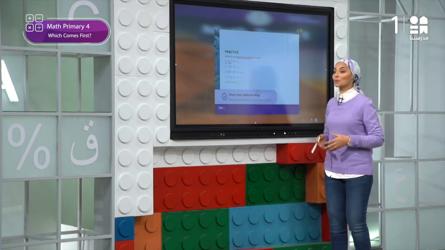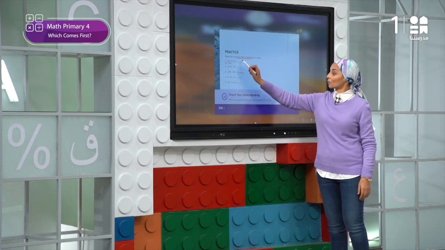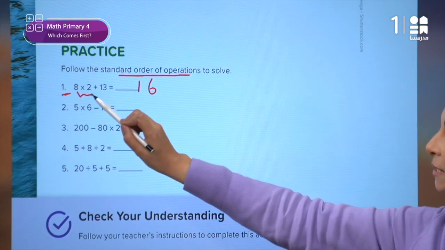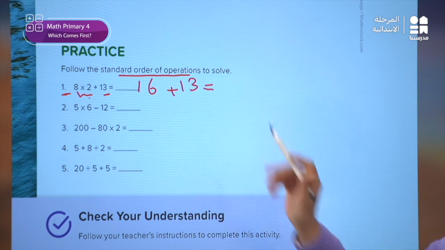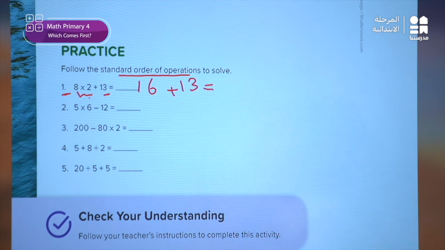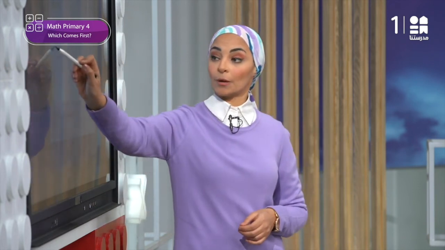So I will start with multiplication, so I will do 8 times 2. 8 times 2 gives me what? Yes, 8 times 2 equals 16. So I write 16 plus 13. Right? Okay. Who can tell me 16 plus 13, the answer is what? The answer equals 29. Okay. And now let's move to problem number 2. Here is problem number 2.